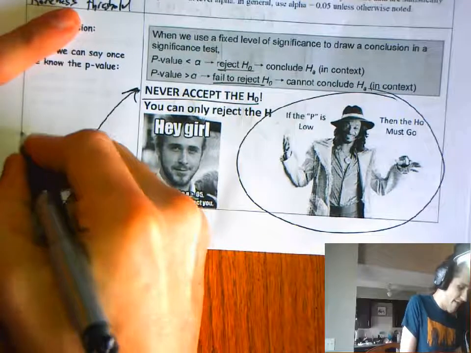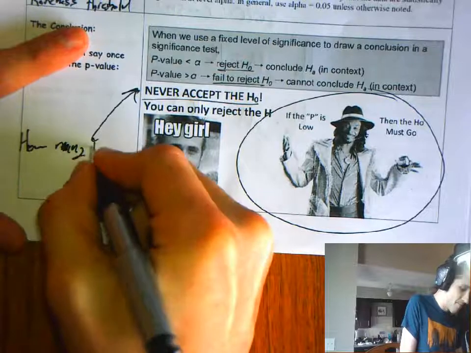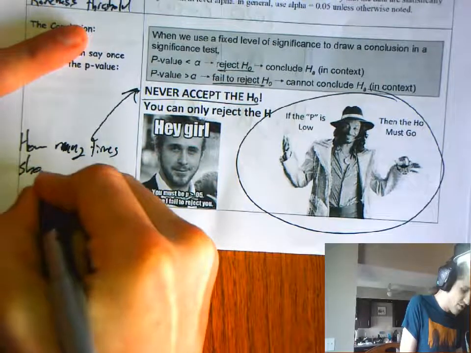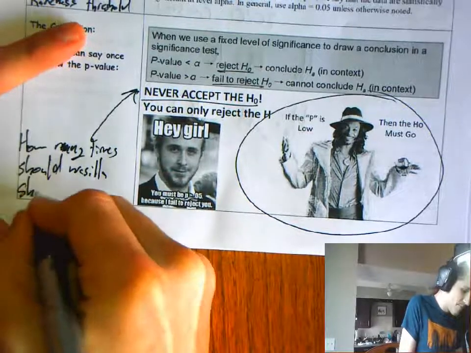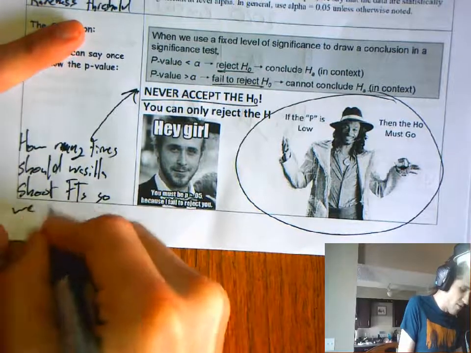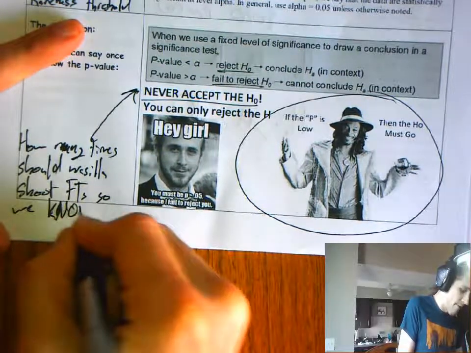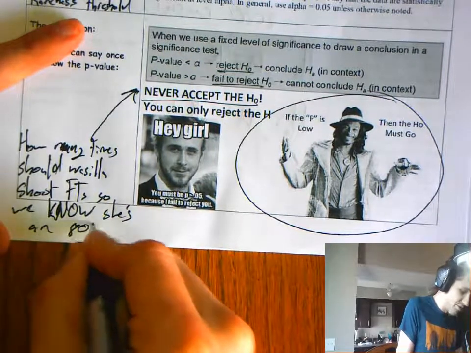Think about this. How many free throws should Wasilla shoot so we know she's an 80% shooter?